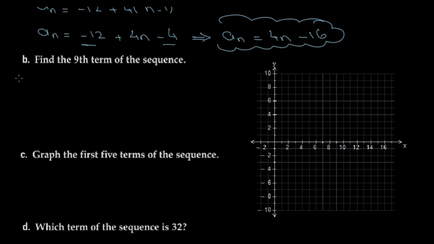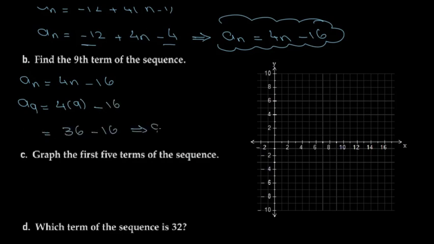The second one, we need to find the ninth term of the sequence. What is the meaning of ninth term? To find the ninth term, we'll use an equals 4n minus 16. We need to find the ninth term, so a9, it means replace n with 9, so it will be 4 times 9 minus 16. So it will be 36 minus 16, then the ninth term is equal to 20.